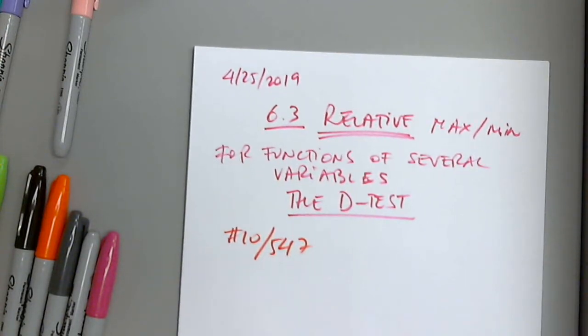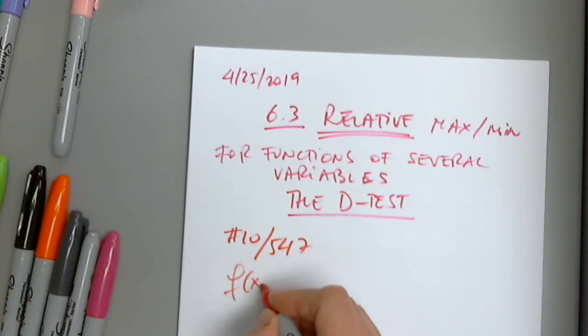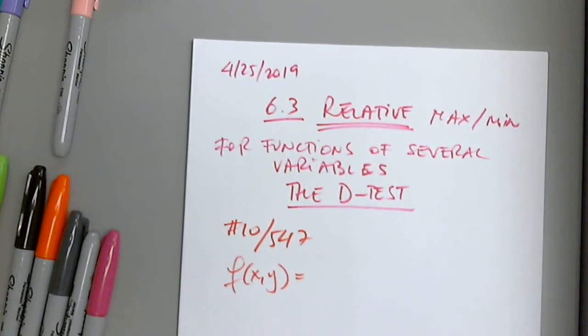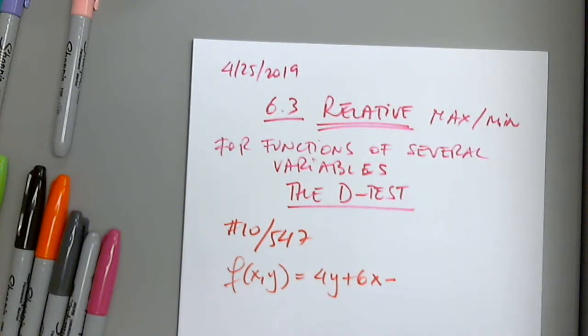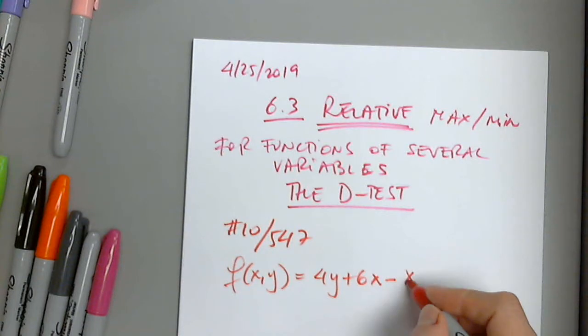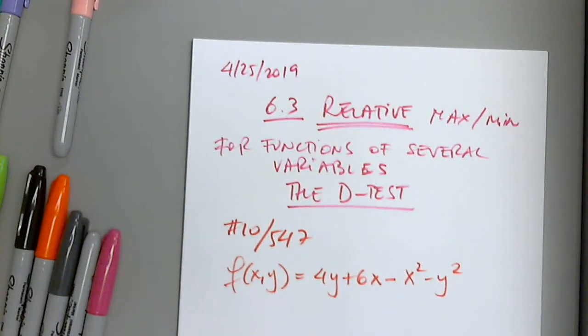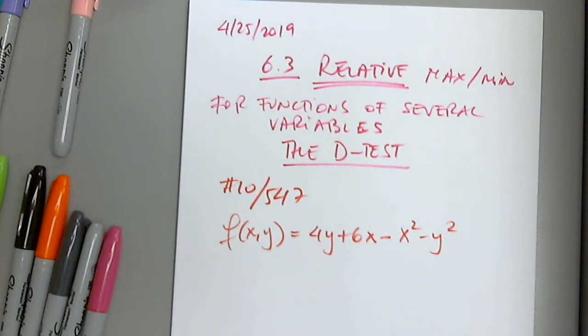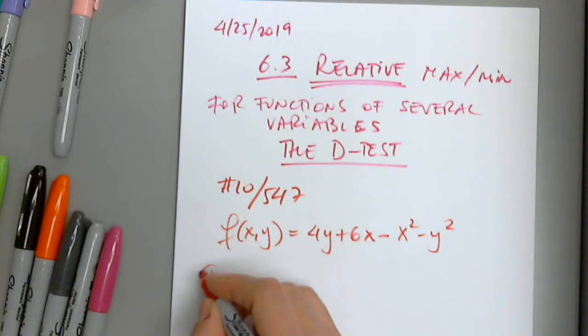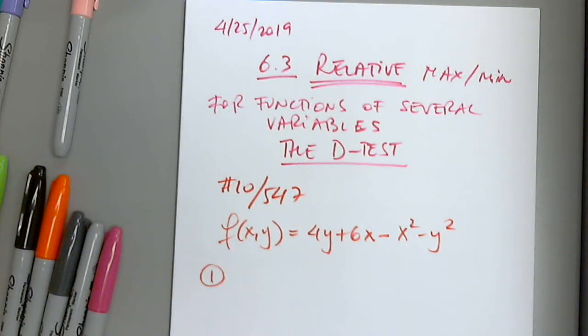We're given a function of two variables, f of x comma y is 4y plus 6x minus x squared minus y squared. I check because I always, not always, but most of the time, I copy. Okay, perfect. First step towards the D test, finding the relative. This is what we're asked to find. We're asked to find the relative max min of this function.